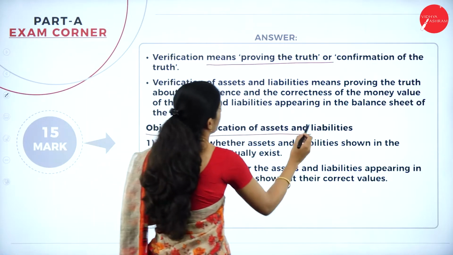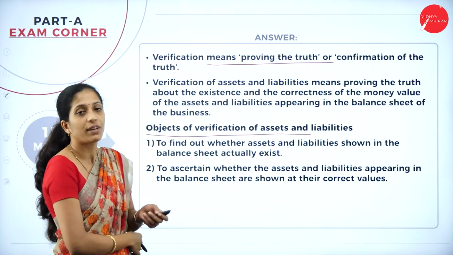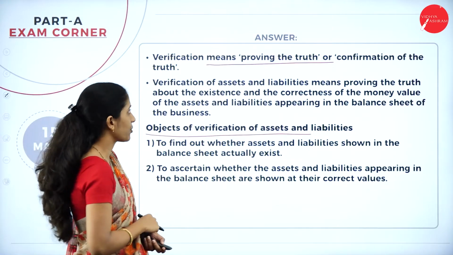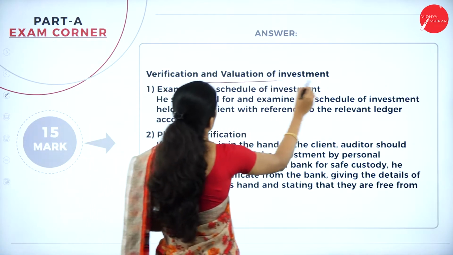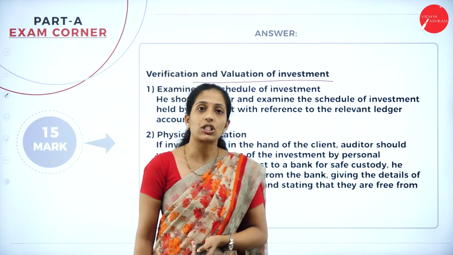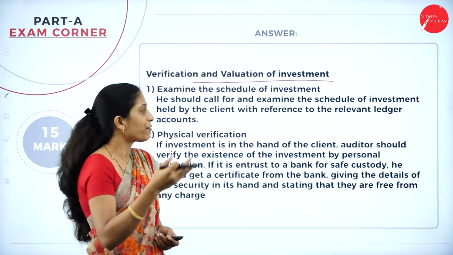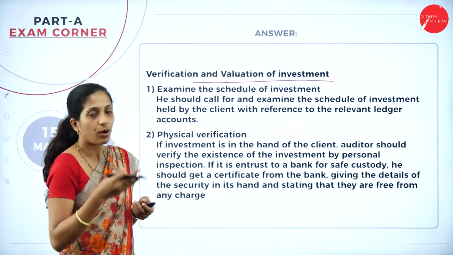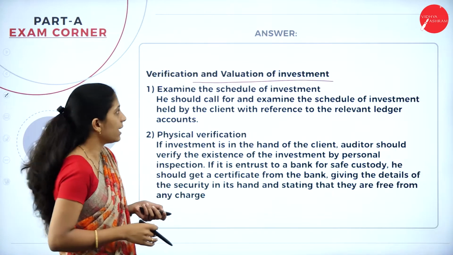Next, write what the objectives of verification of assets and liabilities are. Of course, the main objective will be to reduce errors as well as frauds in the organization. Next, you have to write how the verification and valuation of investment is made in an organization. Of course, in each and every organization, investment is very essential. So we have to go on writing how the investment has to be verified and how it has to be valued in an organization. So this would be your answer.